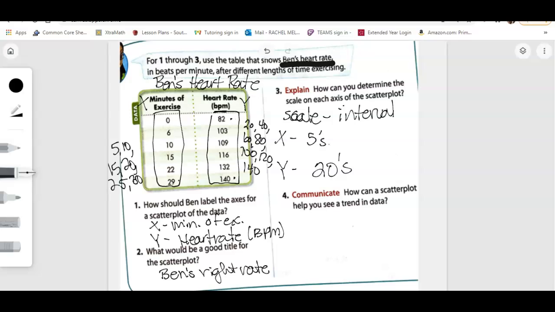And then number 4, how can a scatter plot help you see a trend in data? Well, this question we're going to talk about together in class.